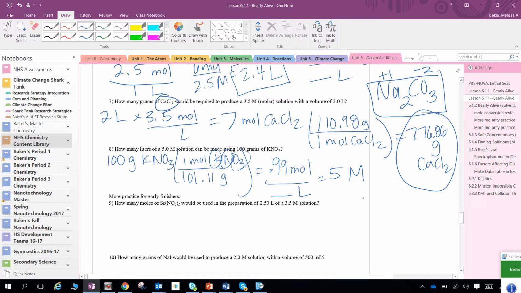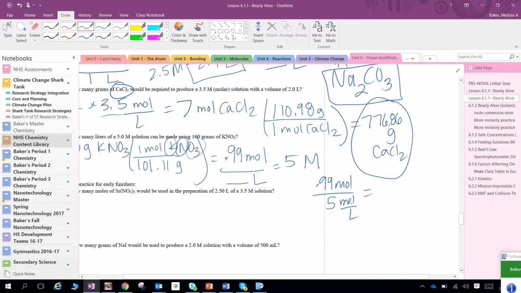And ultimately, I want to know how many liters I need to make a 5 molar solution. So I'm going to flip-flop those. I'm going to take 0.99 moles divided by that 5 moles per liter. 5 capital M, I could have written it like that too. This comes out to be 0.2 liters.